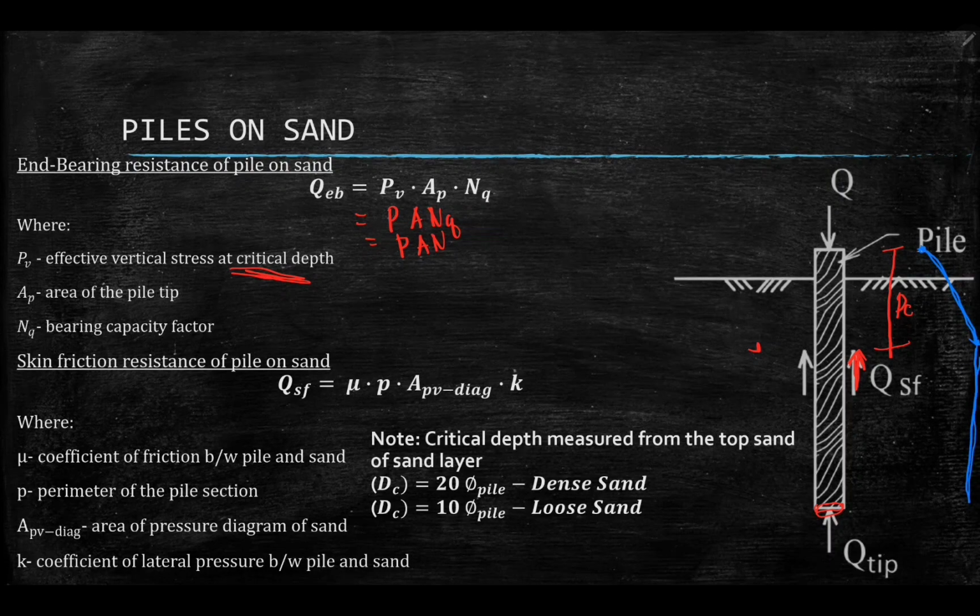So, kapag from the start ng ating critical depth, papunta sa end ng critical depth, ang pressure diagram natin dyan will be varying load. Okay, varying pressure. Kapag naman sa after ng critical depth, uniform na yung ating pressure diagram. So, yun lang yan for piles on sand. So, proceed naman tayo sa piles on clay.